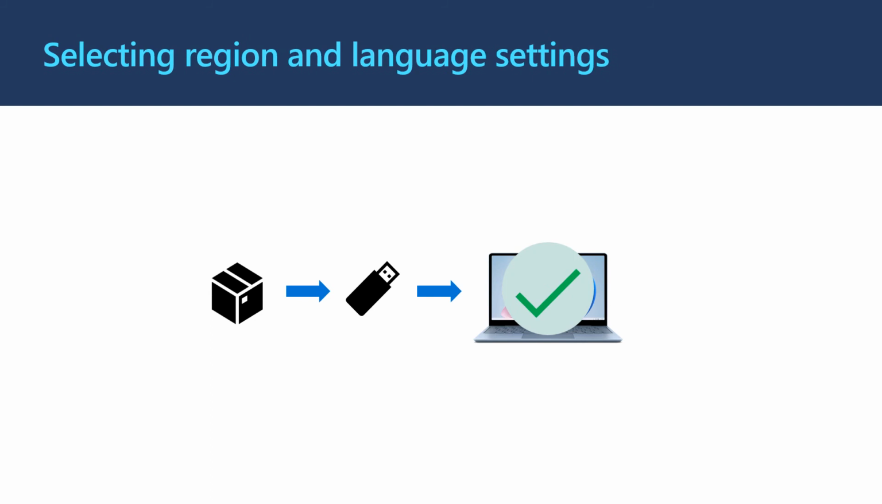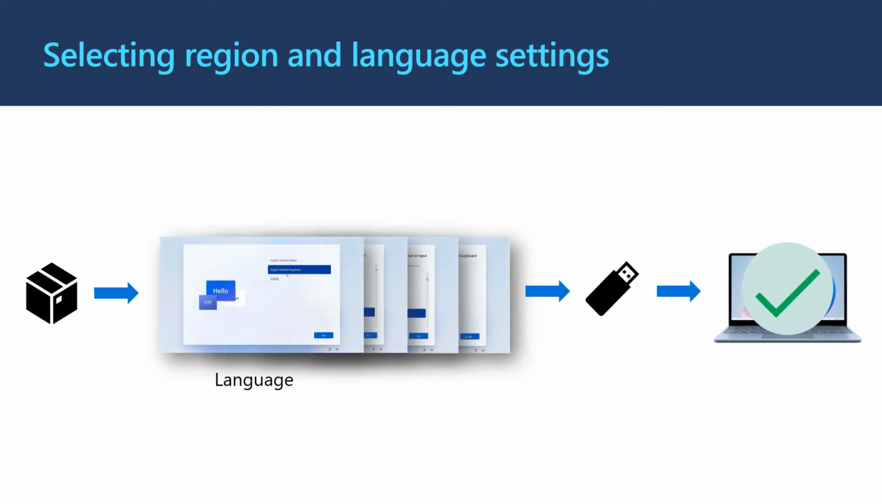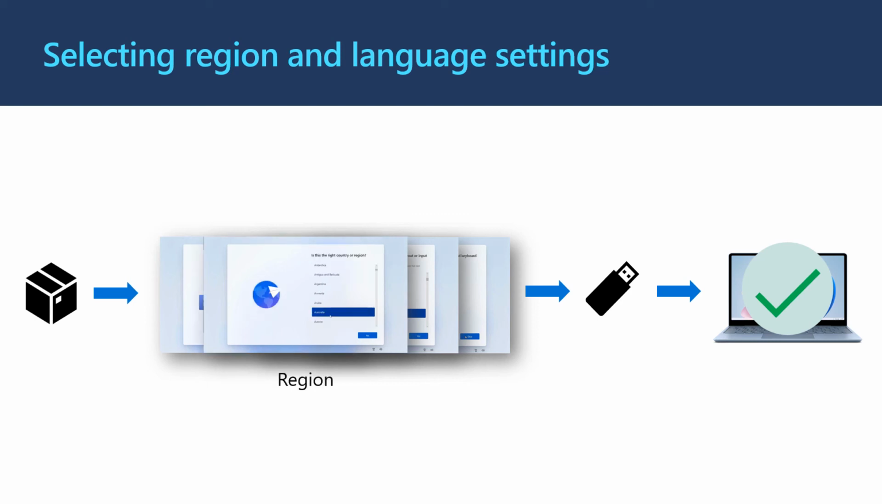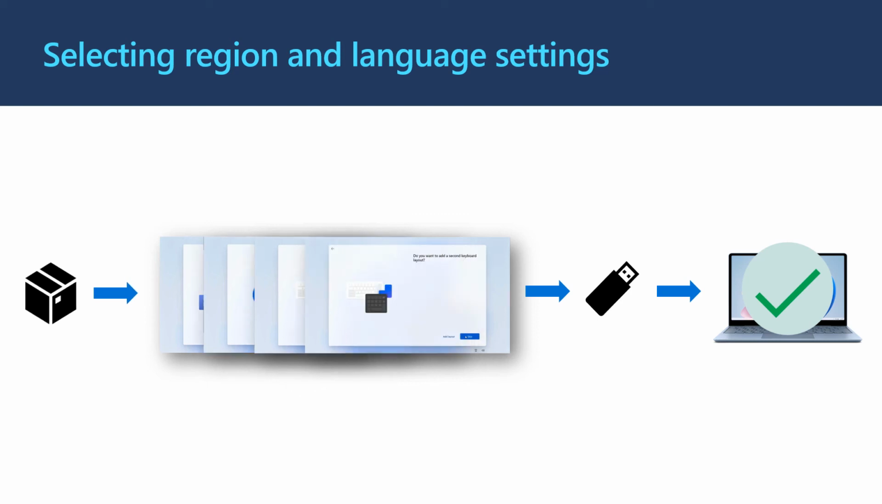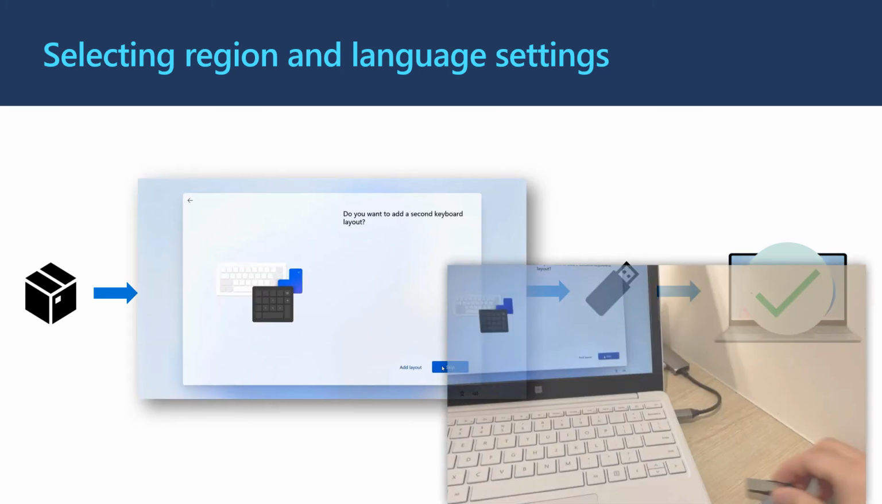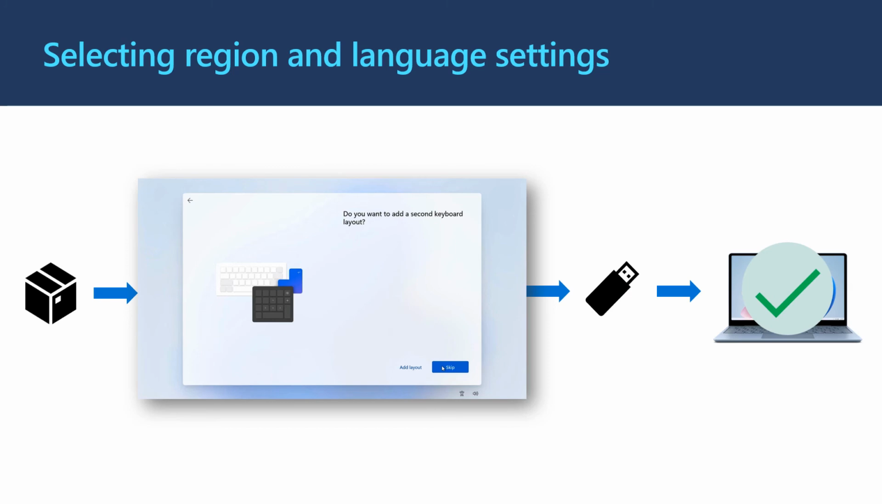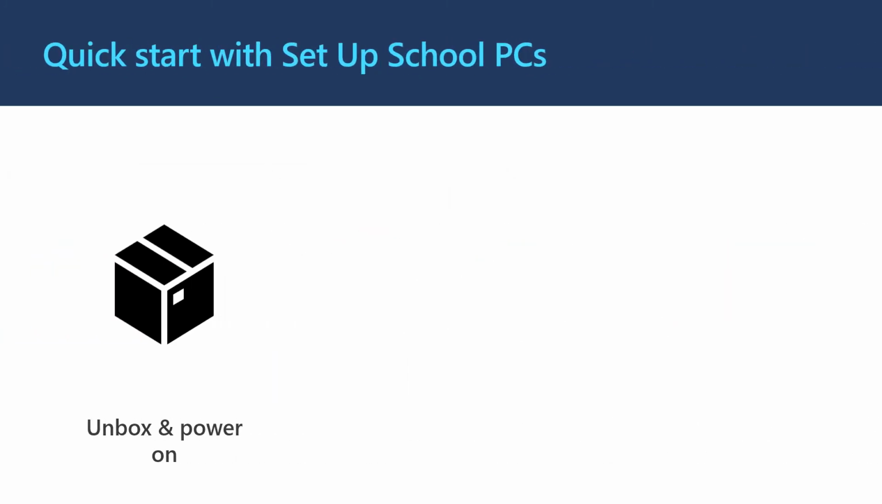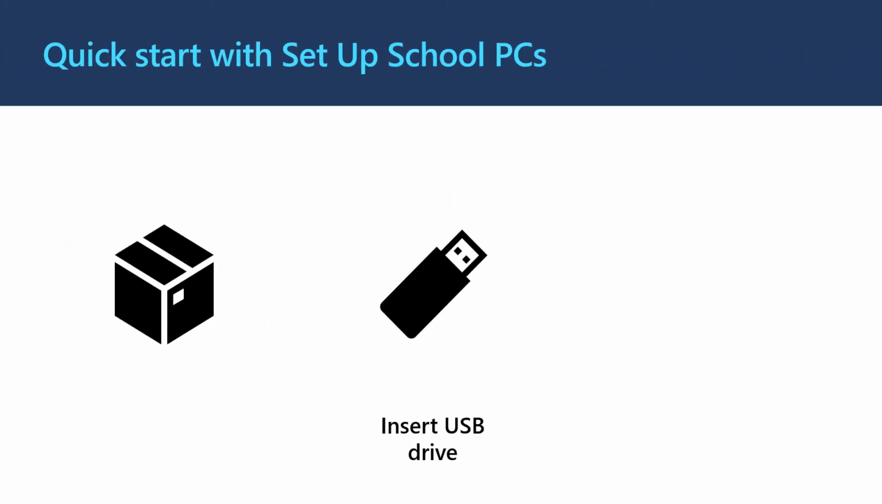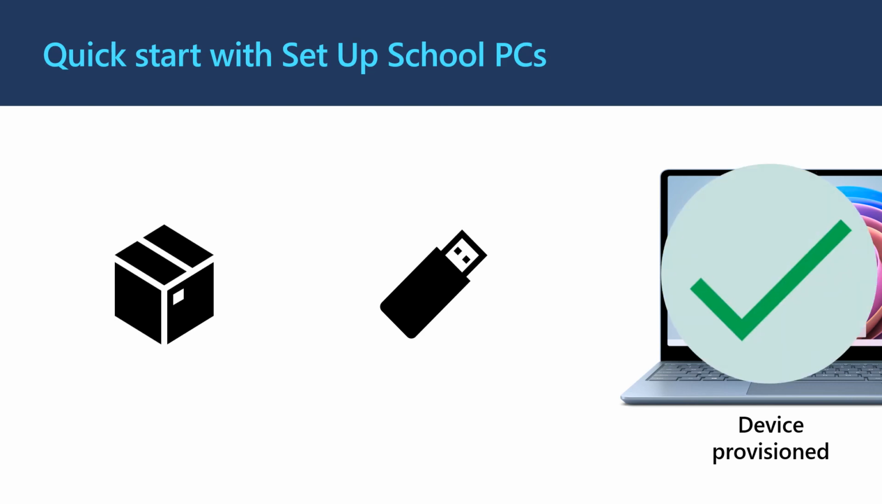If your device's default regional and language settings don't match what you need, or you aren't sure, you can select them manually after powering on the device but before you insert the USB drive. Power on the device, choose the language, region, and then keyboard settings, and then on the second keyboard screen, insert the USB drive to start provisioning. Now you can repeat the process of powering on devices, inserting the USB drive, and having the device be automatically provisioned.